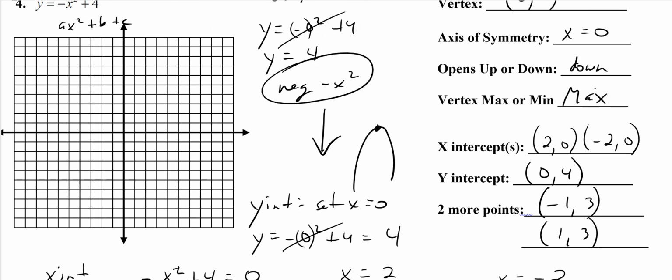So let's plot these points. The vertex is (0, 4). The x-intercepts are (2, 0) and (-2, 0). The y-intercept is (0, 4), which happens to be the vertex. And two more points are (-1, 3) and (1, 3). Okay, so those are your points. And then go ahead and graph it. And that's it.